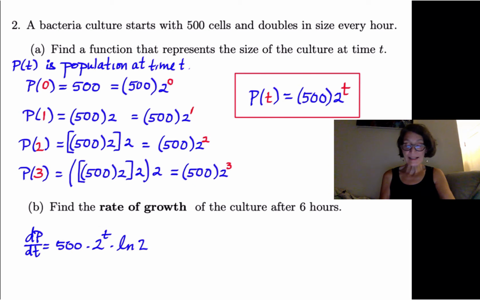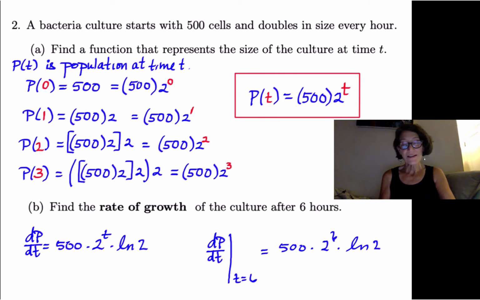All right, so after 6 hours, we just have to compute dp/dt evaluated at t equals 6. So just plug in 6, and we get 500 times 2 to the 6 times natural log of 2. And now because this is a word problem, and we're talking about cells, and we can't have a fraction of a cell, we've got to get a whole number. So we're going to put it in the calculator and round to the nearest whole number, and we get 22,181 cells per hour.